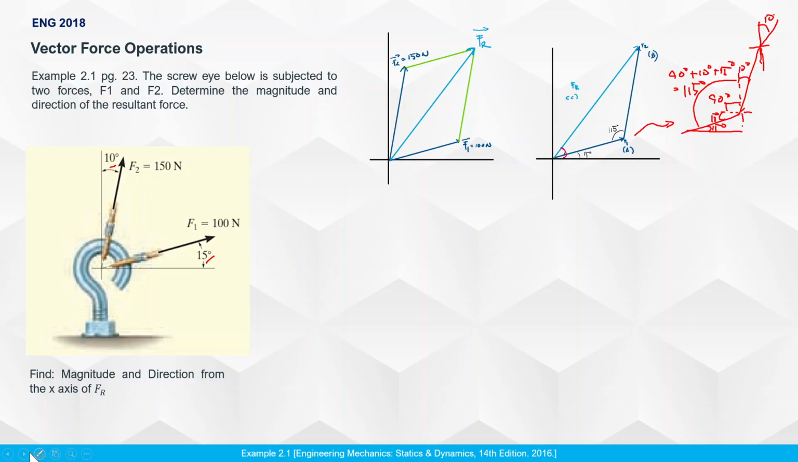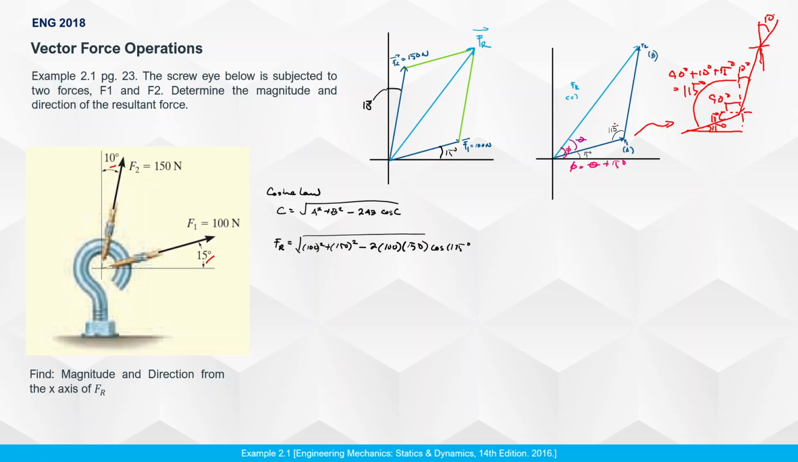Okay? Also, bear in mind that the direction of our force is from the positive x-axis. Hence, we placed another variable, another angle here, angle phi, where once we get the angle theta, we simply add the 15 degrees to get the final direction of our resultant force.